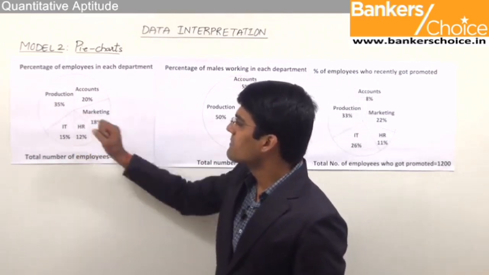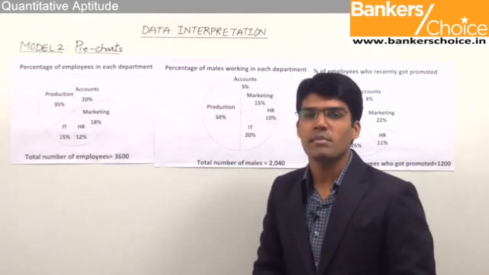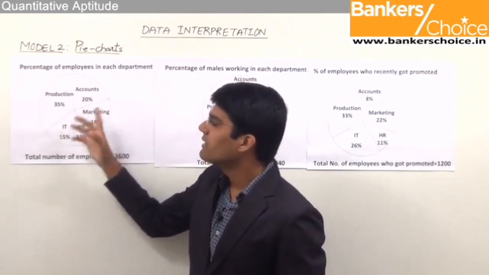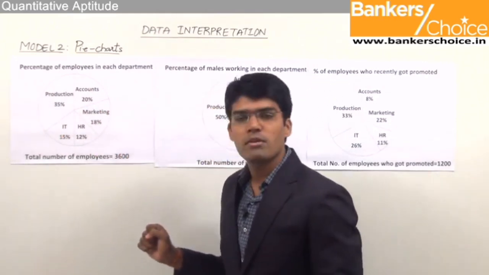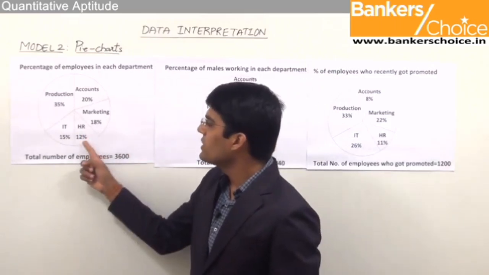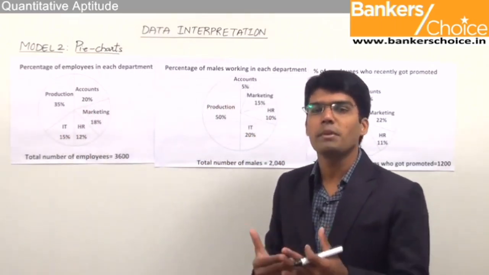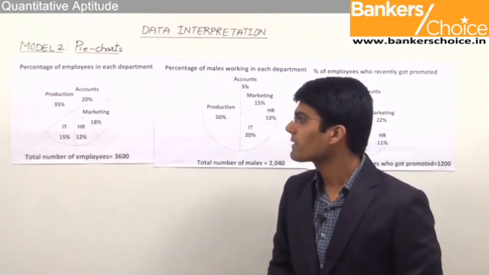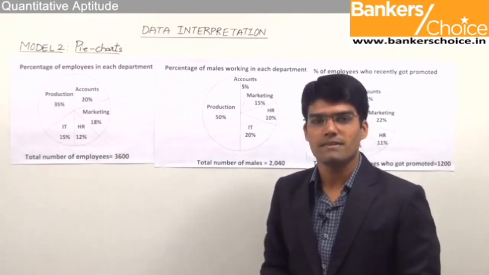For example, simply by looking at the pie chart, here we can say that production department has got maximum number of employees. Why? Because the share of production is maximum when compared to the remaining departments. Likewise, we can also say that HR has got minimum number of employees. Why? Because HR is only 12% and remaining all are more than 12%. So this way, comprehension from a pie chart is simple when compared to other types of graphs. And as you can see here, we can find out number of employees from each of the departments.